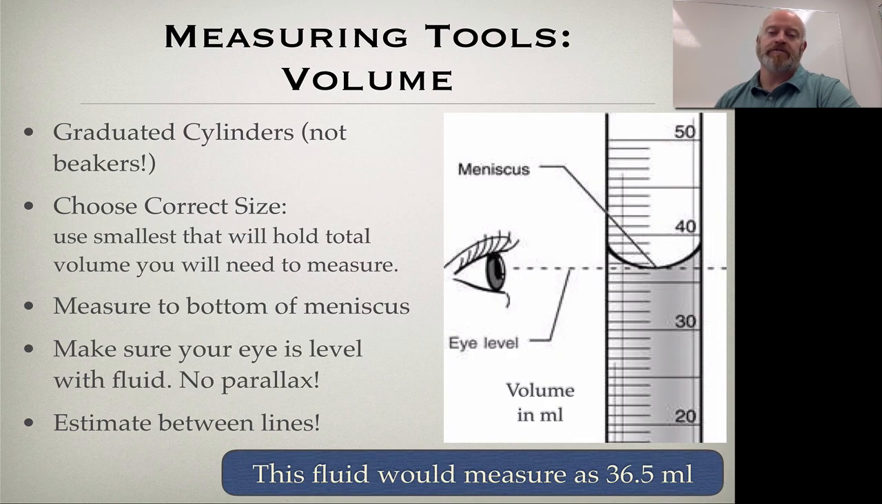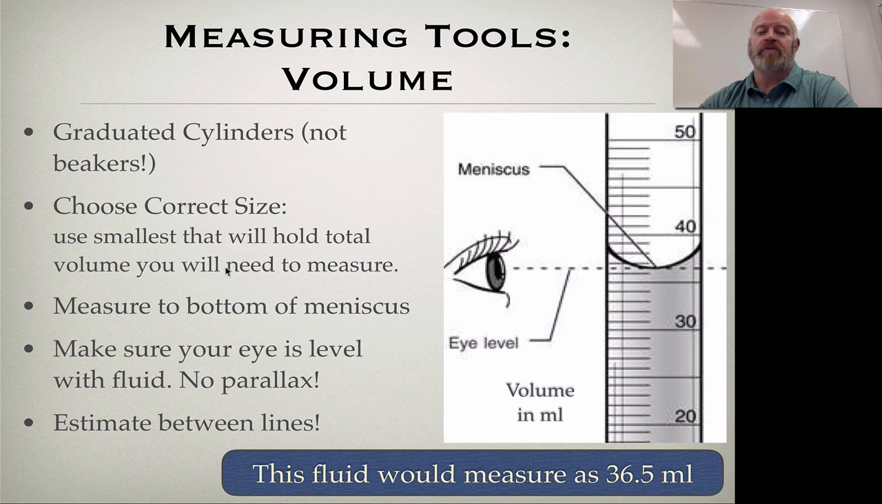Now, when you're working with volume, measurements are very similar to length measurements, but because we're using a liquid inside a graduated cylinder, we have a couple little things that happen to us. So first thing, make sure you use a graduated cylinder when you do volume measurements, not beakers. Beakers aren't really designed for precise measuring. They can get you close, but not very precise. So we use graduated cylinders instead.